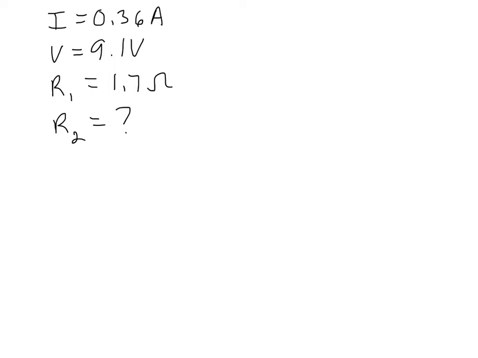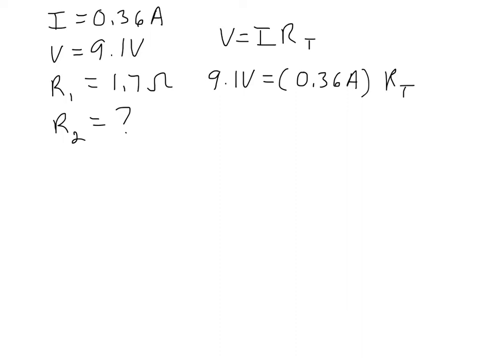So first thing we're going to need to do is find the total resistance in the circuit. And once we have the total resistance in the circuit, since they're in series, we're going to use total resistance equals R1 plus R2 to find R2. So we'll start with using V equals IR. And R here is going to be our total resistance in the circuit, because we have the total current and the total voltage. So our voltage is 9.1 volts equals our current 0.36 amps times our total resistance in the circuit. When you do that math, we take 9.1 divided by 0.36. We get our total resistance to equal 25.3 ohms.